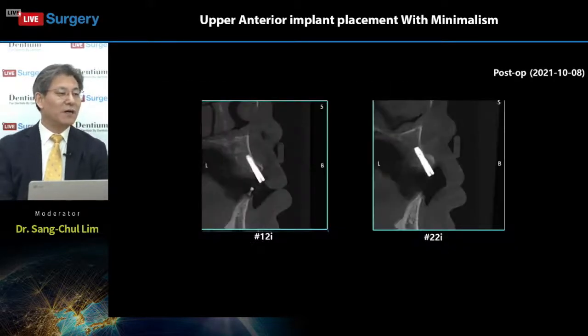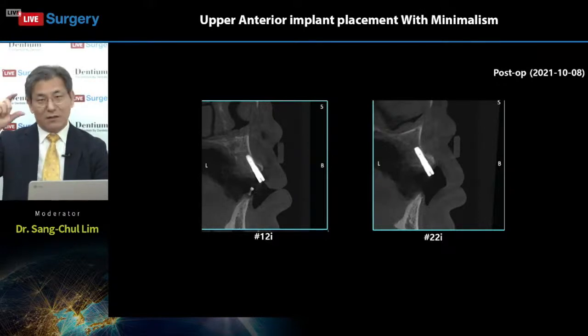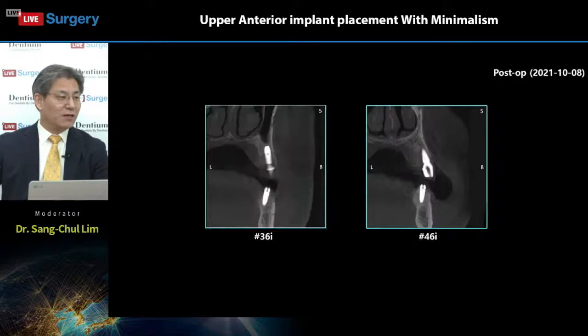So what do you think about this cone beam CT scan? Yeah, this one is the ideal position, direction and depth. All the three-dimensional positions are perfect, even though it was freehand style surgery. So we connect the long height scan abutment for the bite impression tray impression technique.